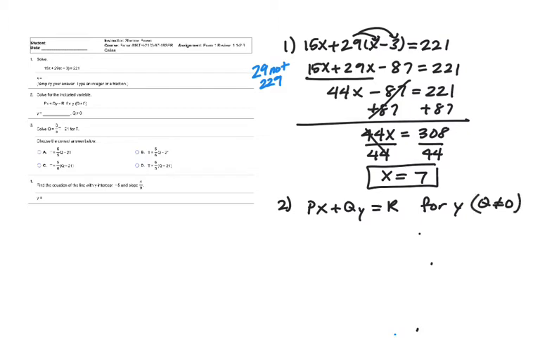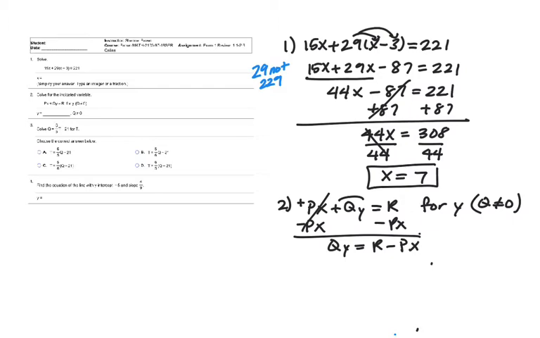Okay, so here I want to solve for y. So first we'll isolate the qy. We're adding px, but in this case px is positive, so we'll do the inverse and subtract px on both sides of the equation. Okay, so we have qy is equal to r minus p times x.